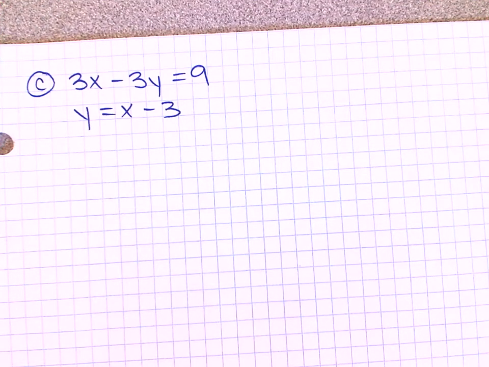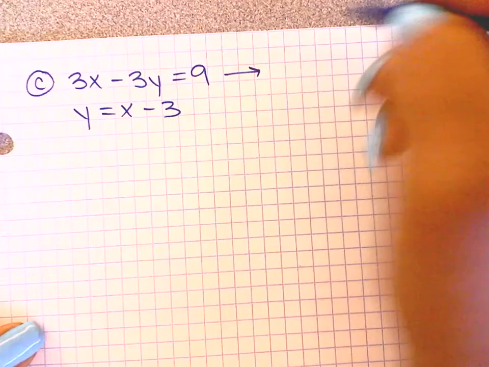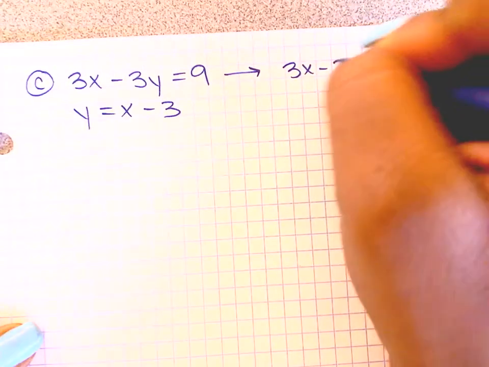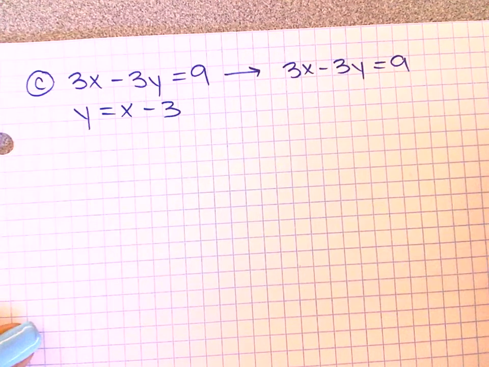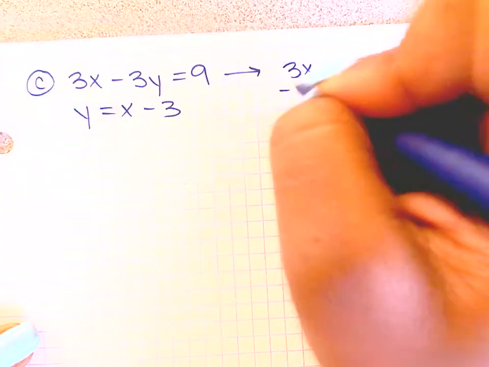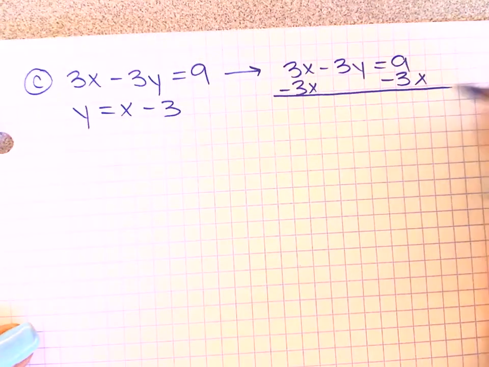Well, I'm kind of stuck here because the first thing I need to do is get this first equation in the slope intercept form. So I'm going to draw a line here so I can solve it. I have 3x minus 3y equals 9. In slope intercept form, I want to get y by itself. So I'm going to subtract 3x from both sides. Do it with me, please.